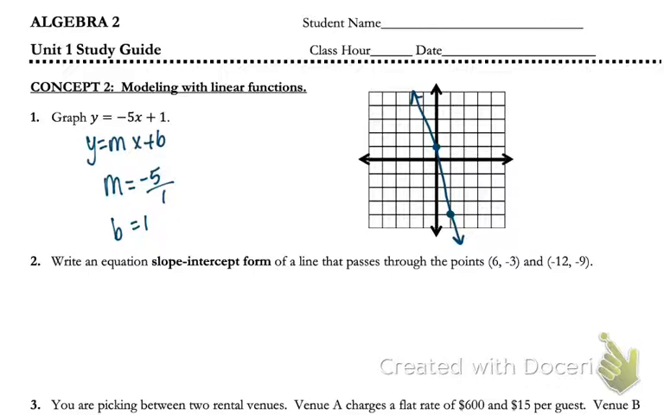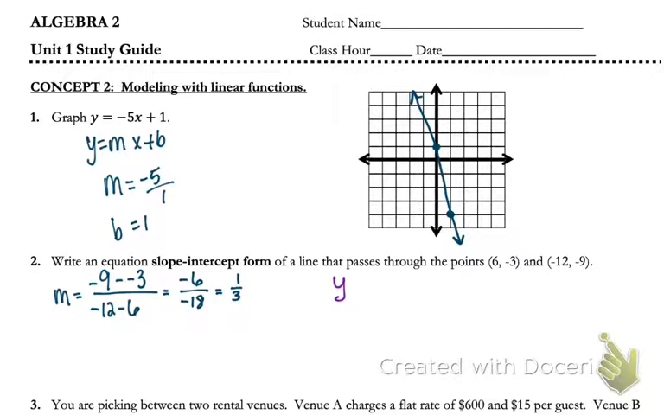Problem 2. Write an equation in slope-intercept form of a line that passes through these 2 points. So first of all, we're going to find our slope. We do y2 minus y1 on top, x2 minus x1 on bottom, and make sure you simplify that all the way. So I got 1/3.